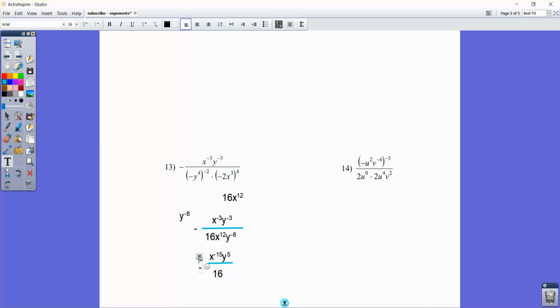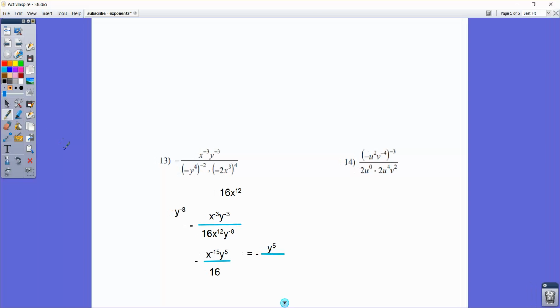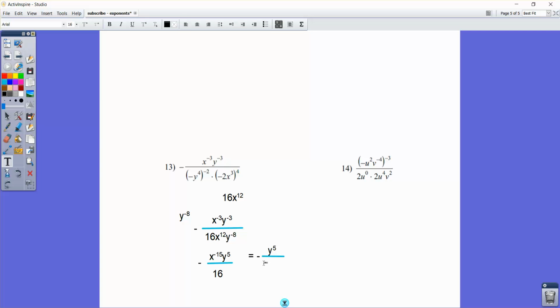And the last thing we have to do here, all of our bases, we don't have any unique bases that are repeated. So this x to the negative 15th just has to move downstairs. So our final answer is negative y to the 5th on the top, and on the bottom is going to be 16x to the 15th. Okay, so that's our number 13 problem on the video.